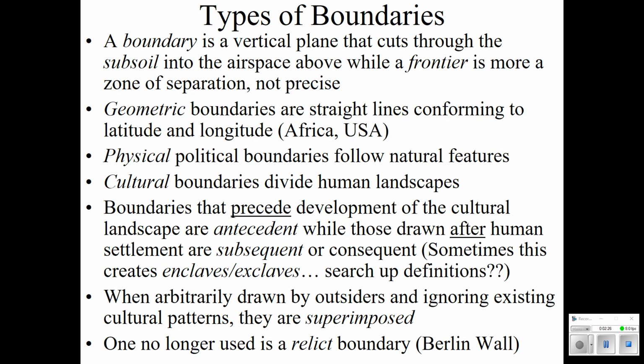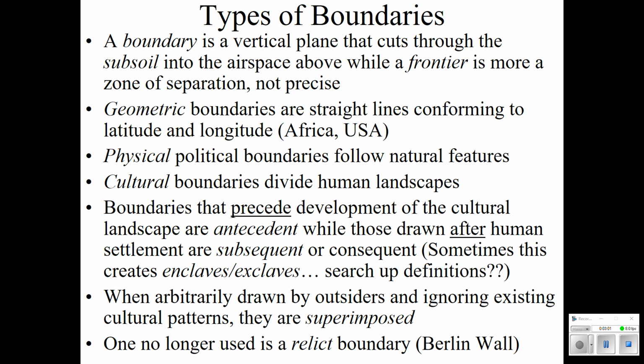Physical boundaries, they follow natural features, rivers, of course, mountain ranges sometimes. Cultural boundaries will divide the human landscape, the built landscape, by language or by religion or by race or by ethnicity. Boundaries that were there before the cultural landscape was built are sometimes called antecedent. In this case, ante means before, not anti like against, but ante like antes in Espanol, right? It means that it was before. So if it's after human settlement, we say it's a consequent or a subsequent boundary.